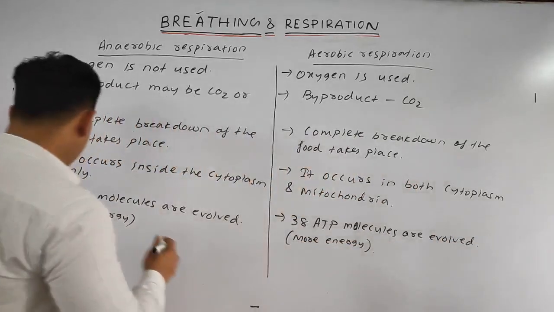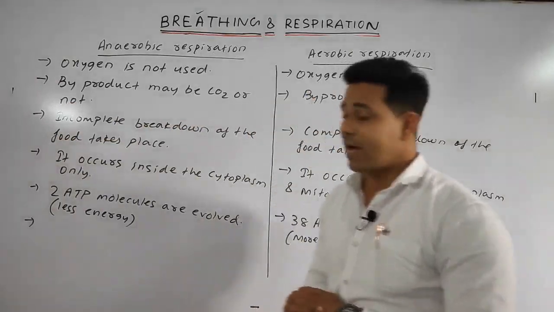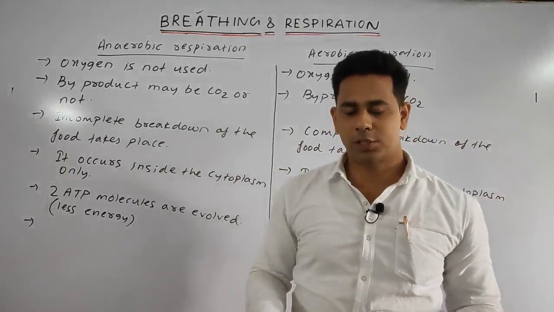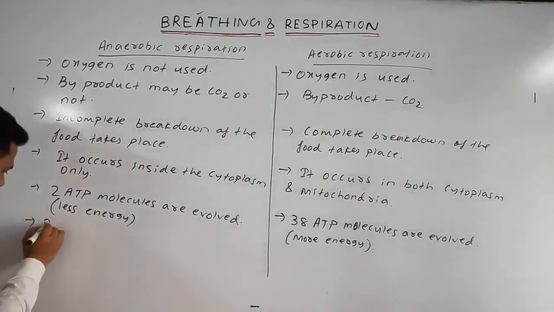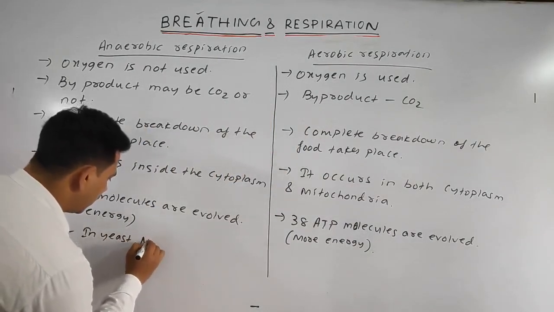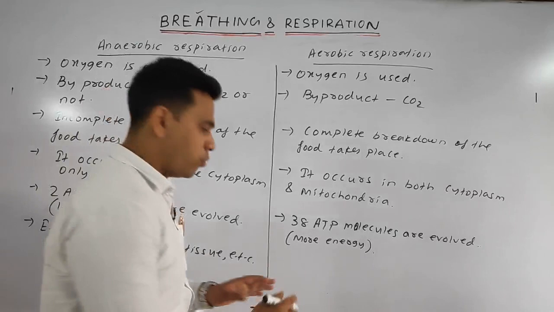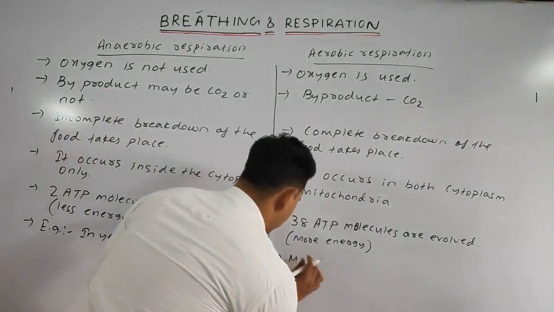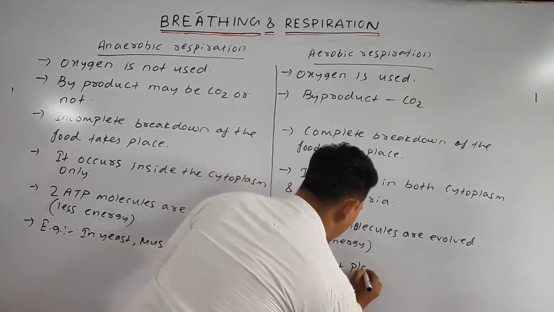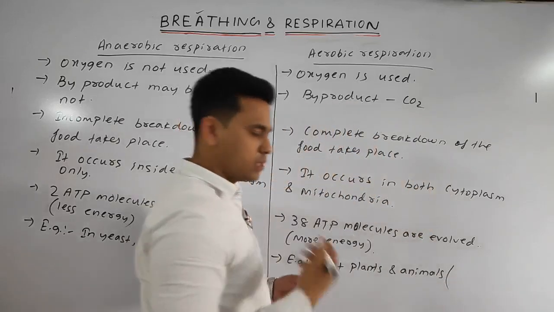Lastly, where does anaerobic respiration take place? Basically in yeast, muscle tissue, and RBCs. And in the case of aerobic respiration, in most plants and animals. A common example is the human being. We can take examples such as yeast, then muscle tissue, etc. And in this case, most plants and animals. In the examples of animals, you can write humans.